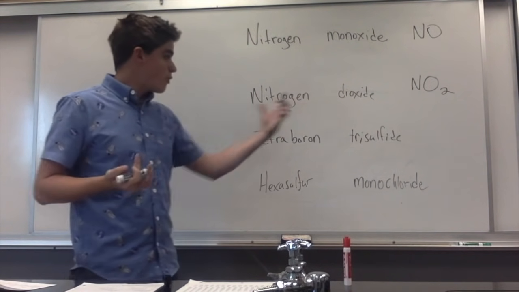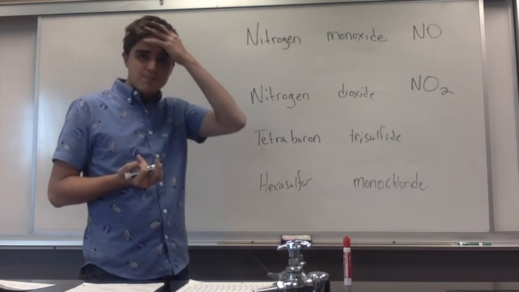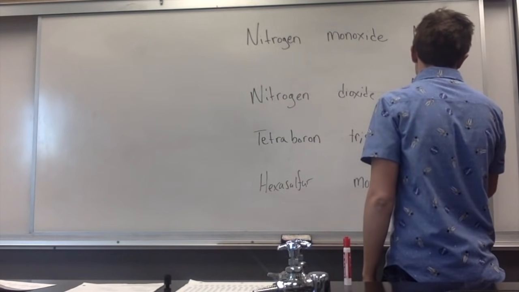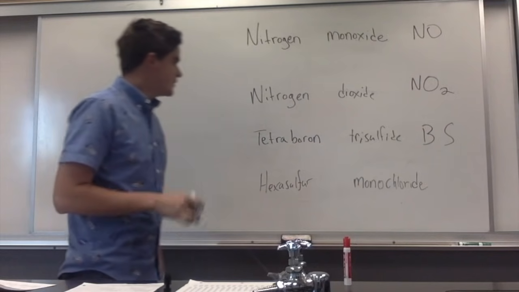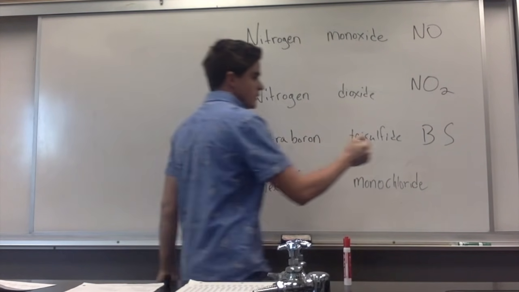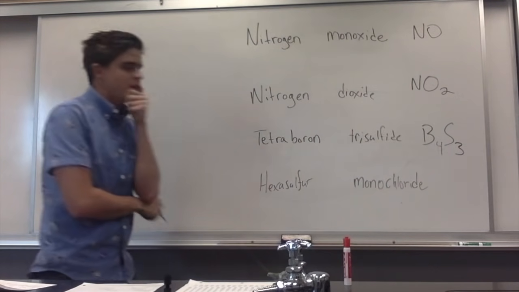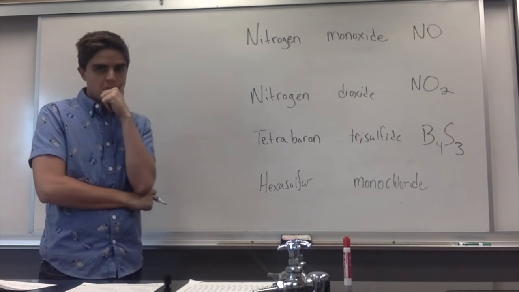So tetraboron trisulfide, boron is B, sulfur is S, so we have, well, BS, snicker, snicker, tetra 4, trisulfide 3, tetraboron trisulfide. Easy.